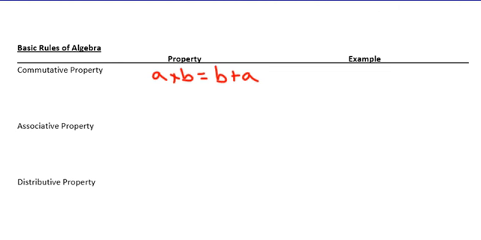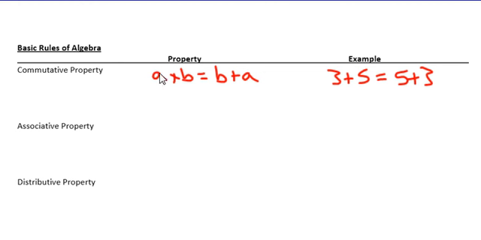You commute to work. It's the same distance as if you commute from work to home. So you go from home to work. This is exactly the same as from work to home. Commutative. You're commuting to work. An example of that, 3 plus 5 is the same thing as 5 plus 3.